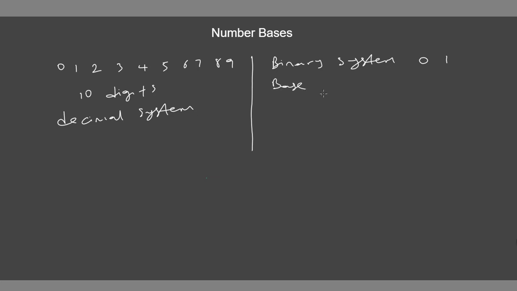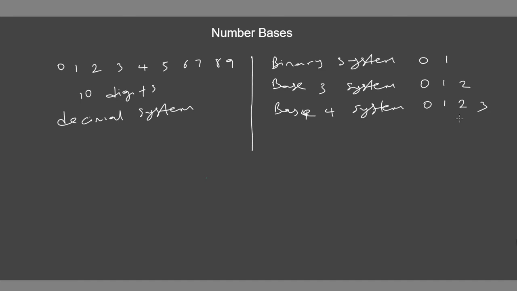The other ones, we have base 3. In a base 3 system, you can only use 0, 1, and 2. In a base 4 system, you can make use of digits 0, 1, 2, and 3, and the list goes on.